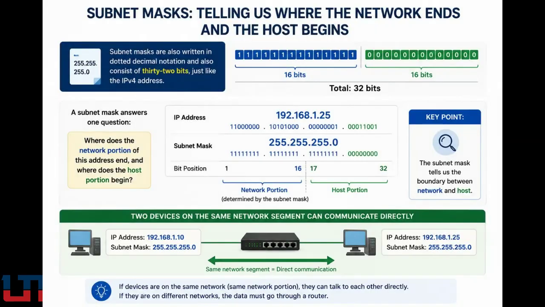First of all, subnet masks are also written in dotted decimal notation and also consist of 32 bits, just like the IPv4 address. A subnet mask again answers that one question: where does the network portion of this address end and where does the host portion begin? Two devices that are on the same network segment can communicate directly with each other. Two devices on different network segments need a router to communicate. The subnet mask is what defines which side of that line a device is on.